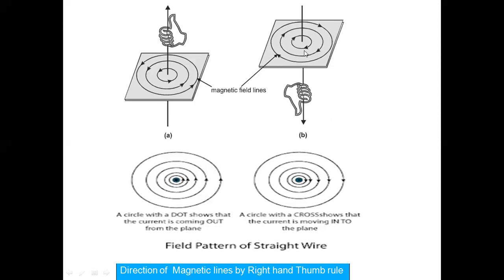Here, the current is entering into the paper. Current is moving into the paper, downward, right? So for this we will use the convention of a cross. In detail, let us see this cross and dot convention.